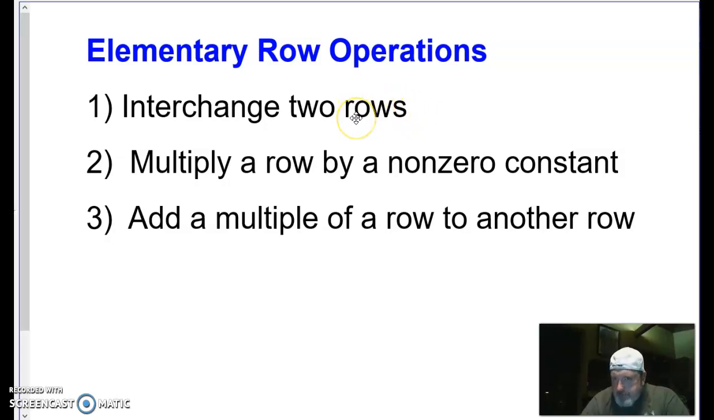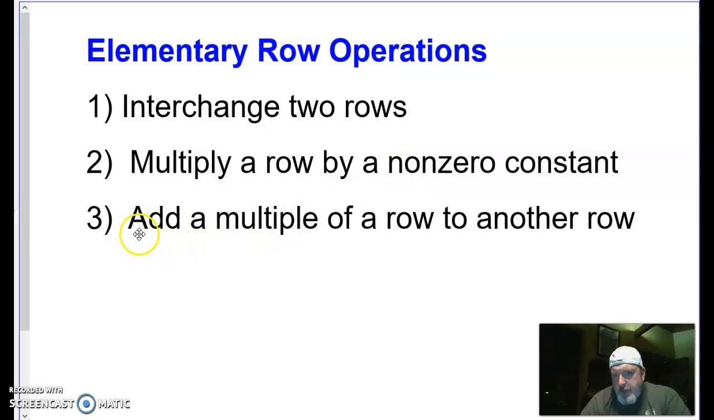So that is allowed. We can also multiply any row we want by a number as long as it's not 0. So if we want to multiply a number by 3, we can. If we want to multiply it by a fraction or a decimal, we can. The only thing we can't multiply it by is 0.